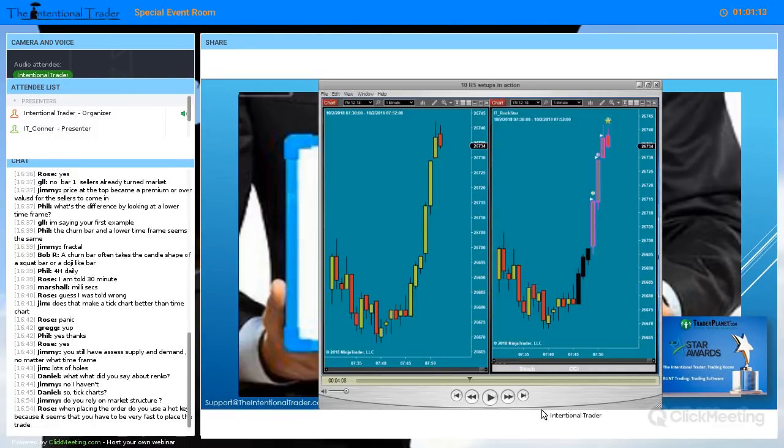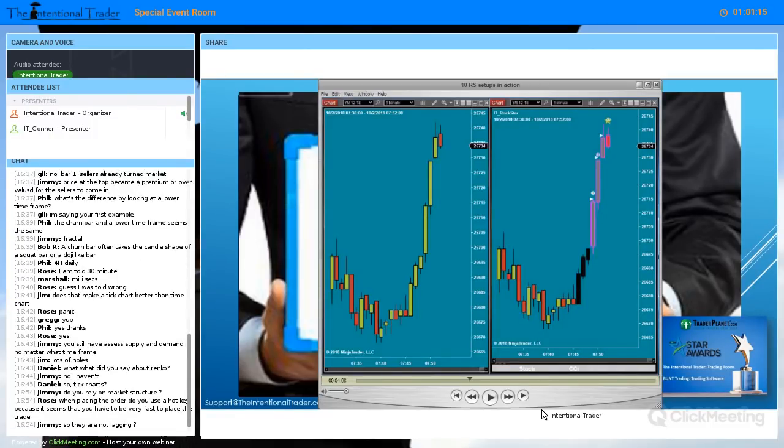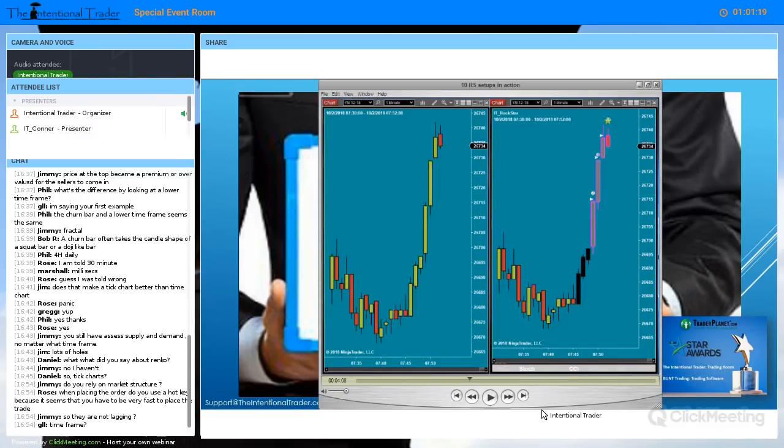I'm looking at no other time frames, no other charts, no other indicators. That's all I need right there. You can have too much information. They are not lagging. They print as soon as the condition exists. And we do that by measuring every single tick that comes in.